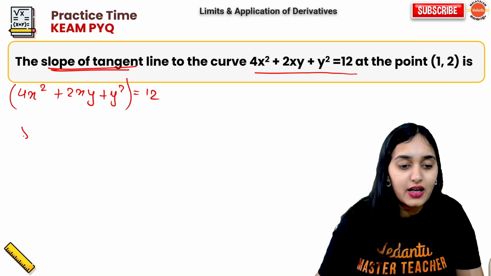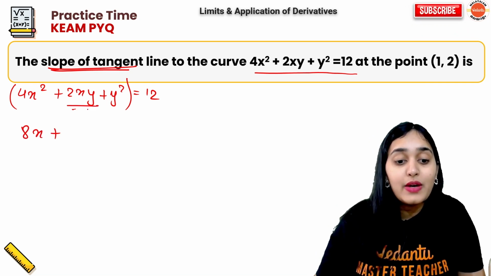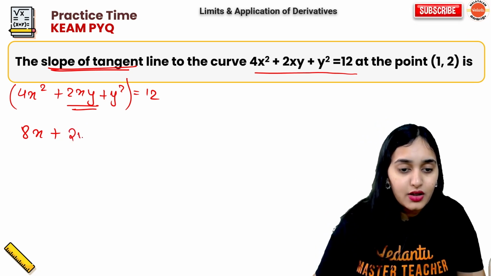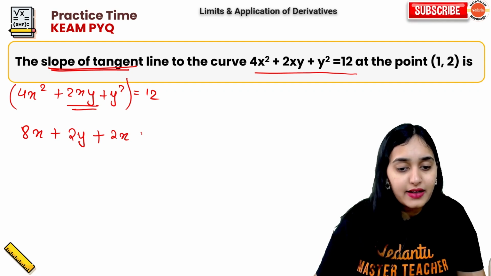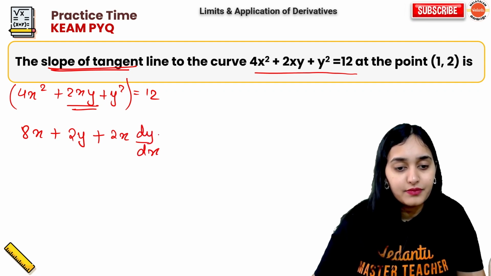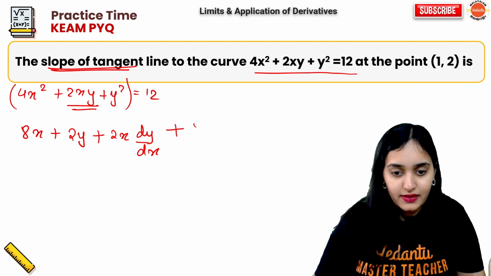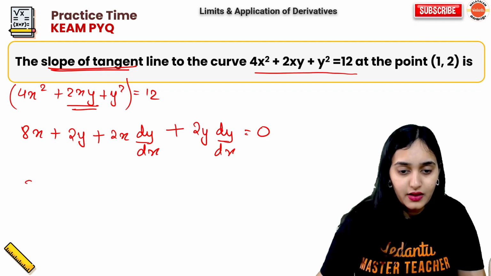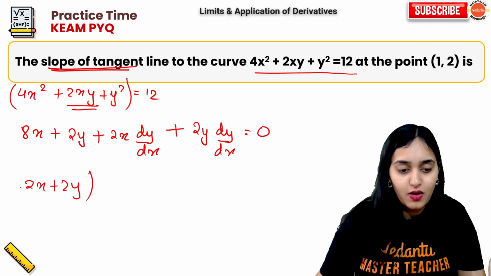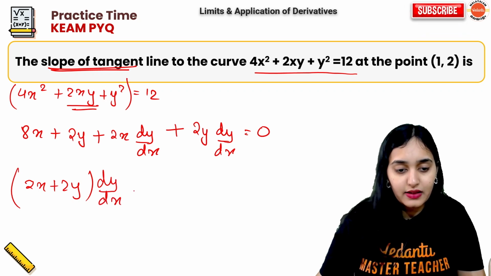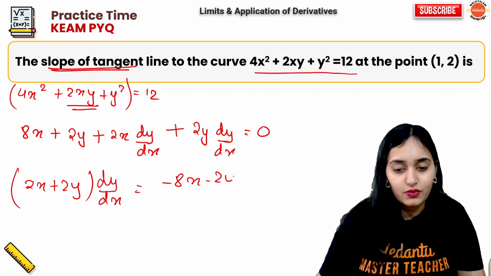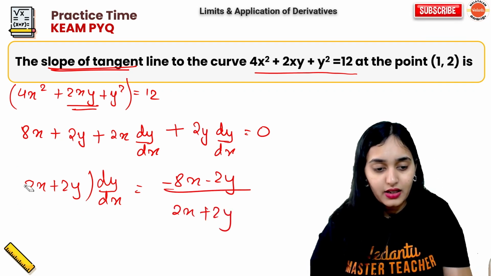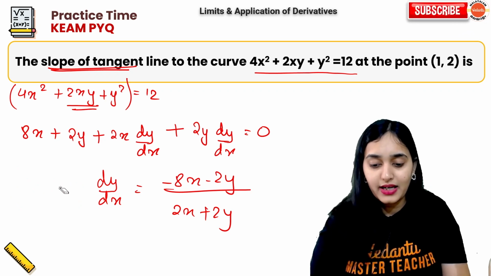So, 4 2s are 8x. Then for 2xy, the product rule will be applied. So, it will be 2y plus 2x into dy by dx, plus 2y dy by dx is equal to 0. So, it is 2x plus 2y common, dy by dx is equal to minus 8x minus 2y. Now, sending it to the denominator, 2x plus 2y will come here. So, dy by dx is this.